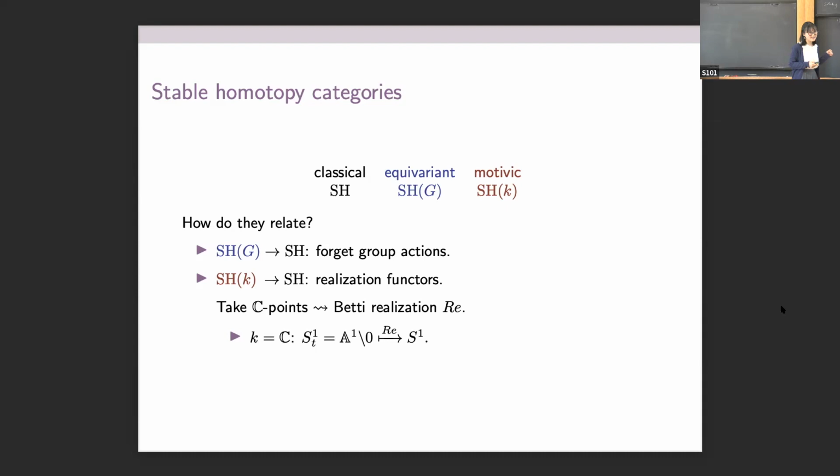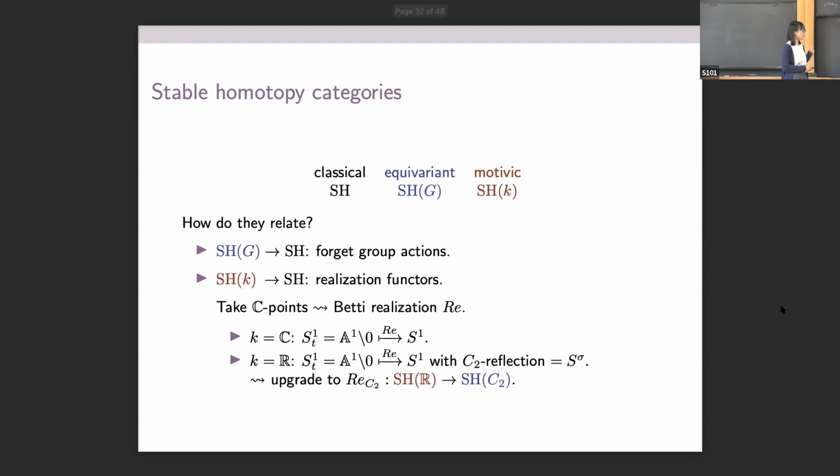Further, we can look at the real numbers instead of the complex numbers. Here we will still get the same space, a circle, but you can also take into consideration the Galois group action. This is a C2 action, and it acts by reflection. So here we arrive not just at S^1, we arrive at a C2 equivariant space, which is S^sigma. And in fact, in this case, you can upgrade this Betti realization functor to a C2 equivariant functor, a functor that lands in the C2 equivariant category.